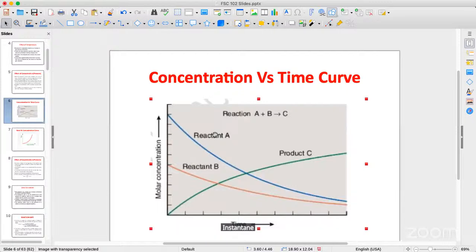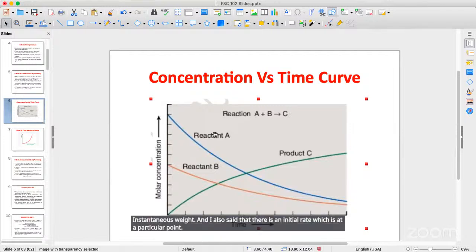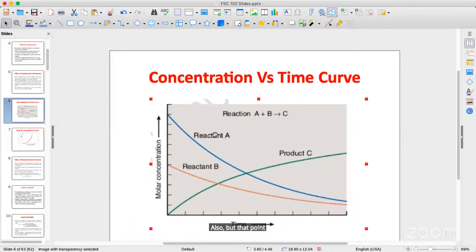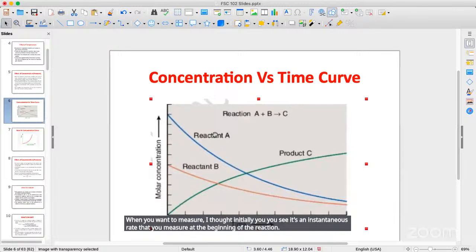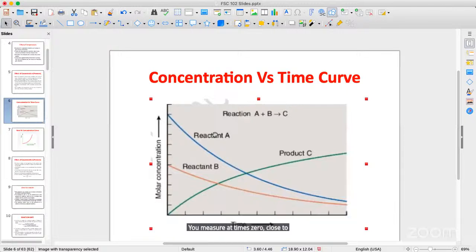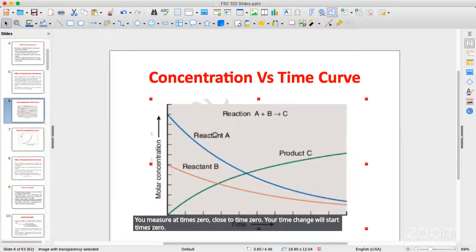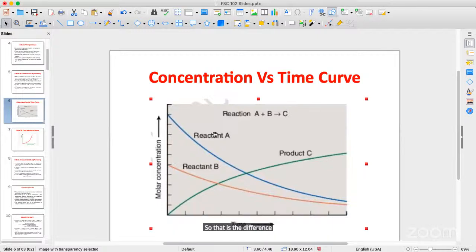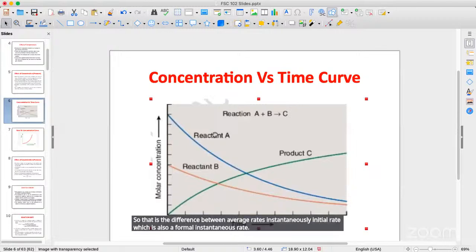And I also said that there is an initial rate, which is at a particular point, but that point is at the beginning of the reaction. When you want to measure the initial rate, it's an instantaneous rate that you measure at the beginning of the reaction. You measure at time 0, or close to time 0. Your tangent must start at time 0. So that is the difference between average rate, instantaneous rate, and initial rate, which is also a form of instantaneous rate.